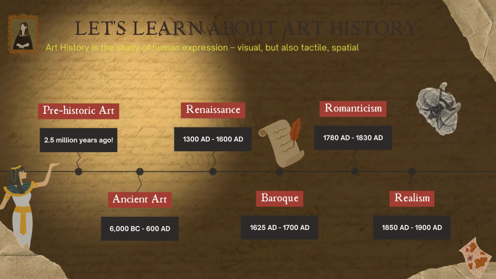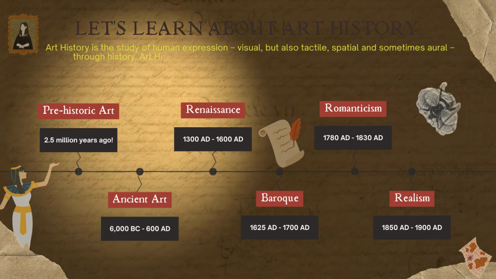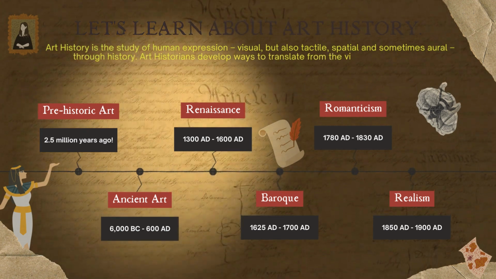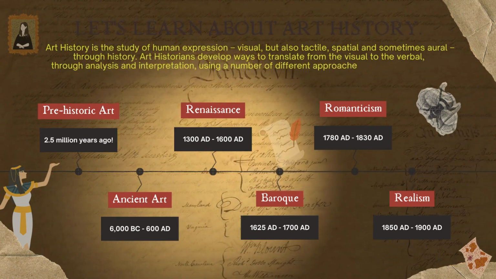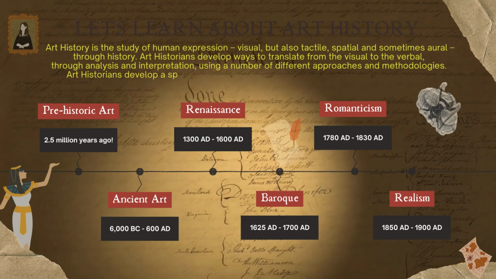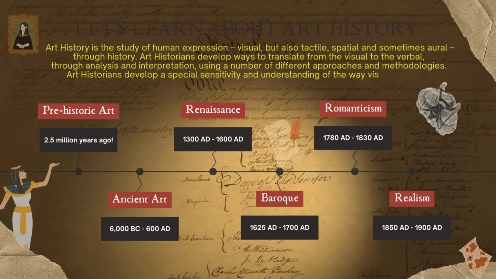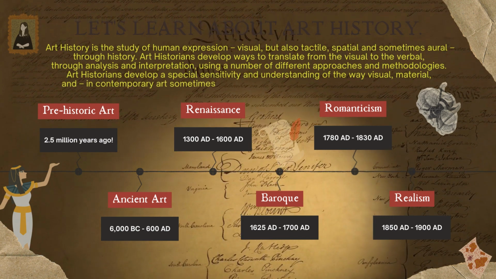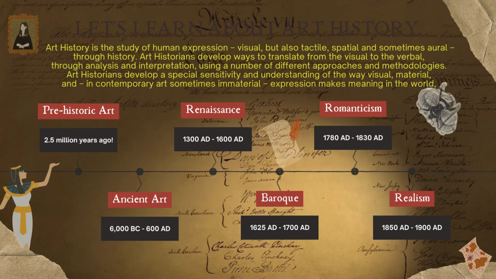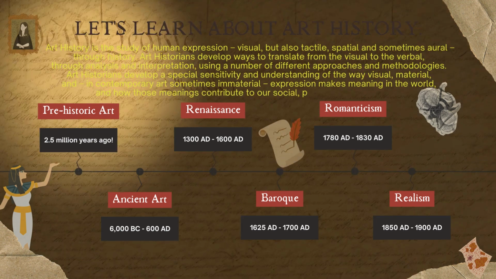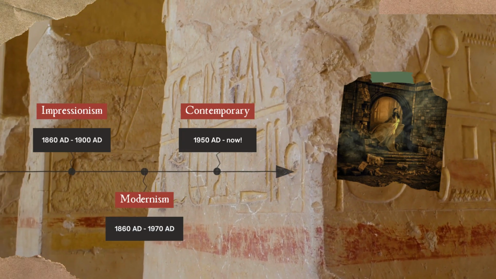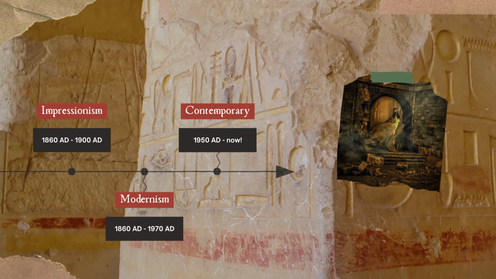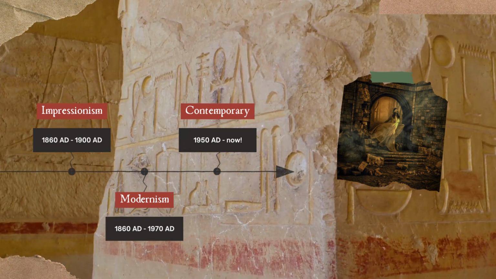Art history is the study of human expression, visual, but also tactile, spatial, and sometimes oral through history. Art historians develop ways to translate from the visual to the verbal through analysis and interpretation, using a number of different approaches and methodologies. Art historians develop a special sensitivity and understanding of the way visual, material, and in contemporary art sometimes immaterial expression makes meaning in the world, and how those meanings contribute to our social, political, and spiritual life.